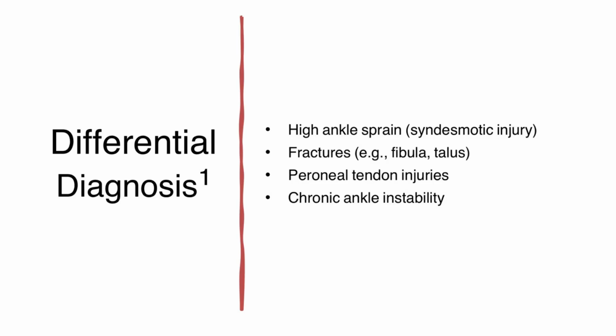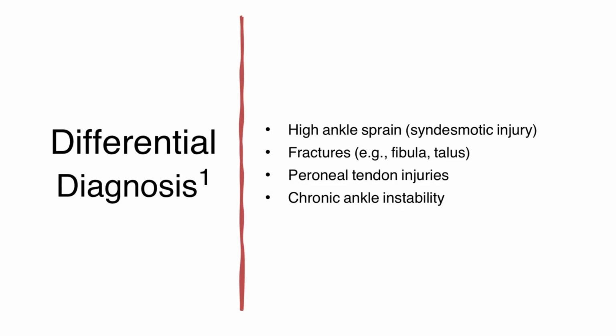So for the high ankle sprain, this is going to be an injury to the syndesmotic ligaments that connect the tibia and fibula. Unlike a lateral ankle sprain, pain is often felt above the ankle joint, especially with dorsiflexion and external rotation movements. For fractures, fractures of the tibia or fractures of the fibula or talus can mimic the symptoms of lateral ankle sprain, particularly when there is significant swelling or difficulty bearing weight. So this is where the X-ray will come into play, just to rule out the fractures.